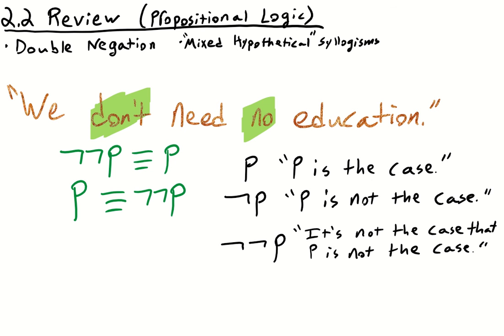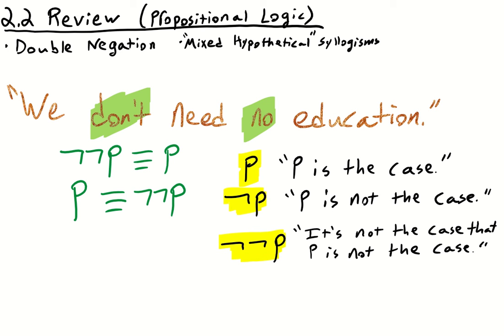Say we have the atomic sentence P. That is, P is the case. If we negate it, we get not P. In other words, P is not the case. And obviously, P and not P contradict each other. They deny each other. But if we deny not P, then we would have not not P. In other words, it's not the case that P is not the case.